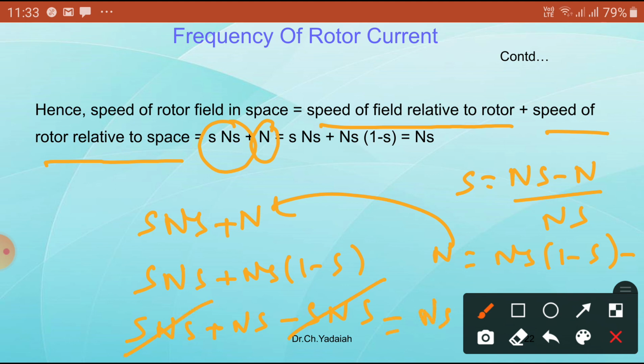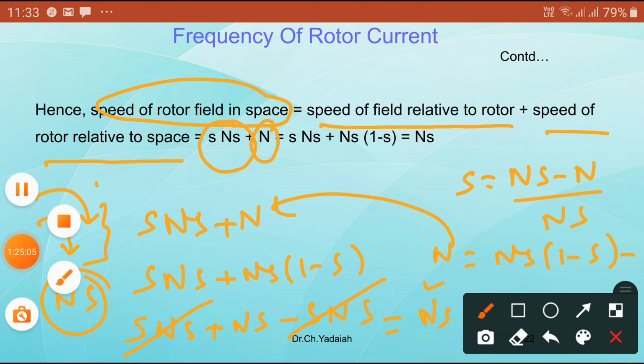That means the speed of the rotor field in space is equal to simply synchronous speed. That means the stator field with respect to space and the rotor field with respect to space are both at synchronous speed only, irrespective of slip. Okay, so dear student, don't confuse.